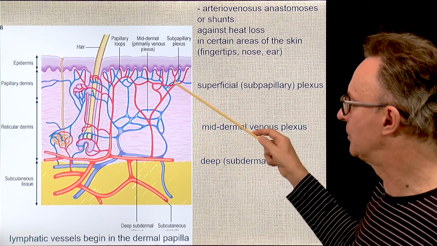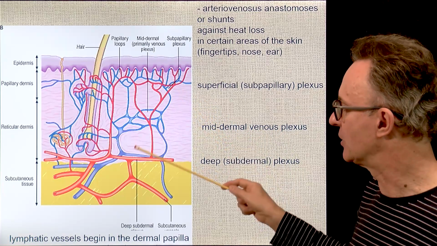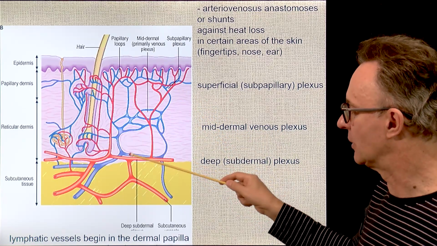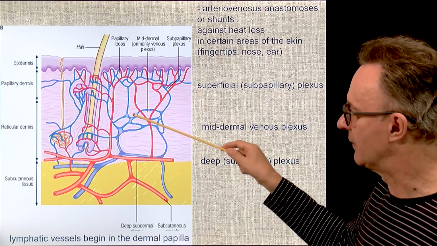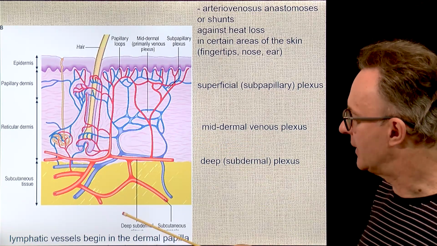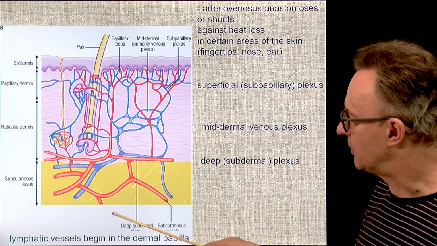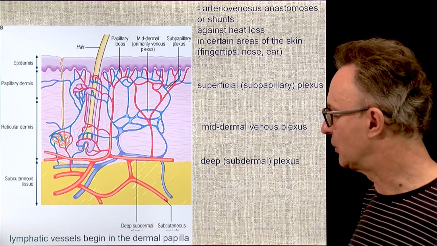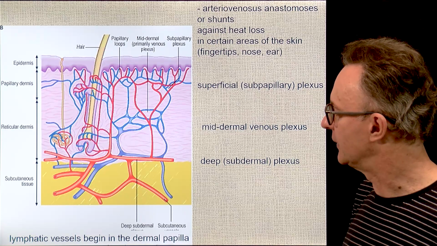And we have basically the same plexuses. So one is the superficial or subpapillary venous plexus, the other is the subdermal or deep. But in case of the veins, we have a third one, the middermal venous plexus as well. They receive otherwise the blood supply from the underlying subcutis, what the next figure will show.